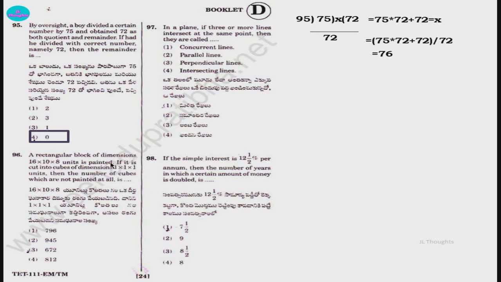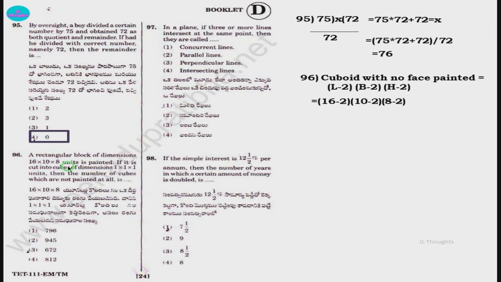For this question, different formulas are there for single side painted, for double side painted, for triple side painted, for cube different, for cuboids different. So now we will see the formula only related to this, and if possible we'll see it in some other video. Cuboid with no face painted: the formula is (L minus 2)(B minus 2)(H minus 2). Simply subtract 2, 2, 2 from this, that's it. From L, B, H subtract 2, 2, 2, then you'll get 16 minus 2, 10 minus 2, 8 minus 2, that is 14, 8 and 6. And if you multiply 14 into 8 into 6, you'll get 672. Answer is 672.